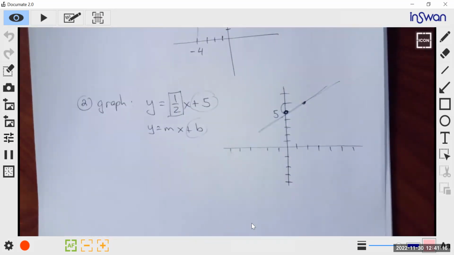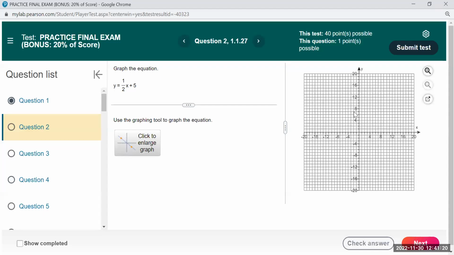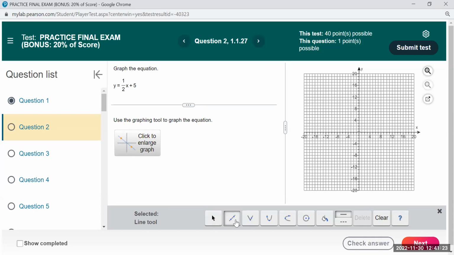It's also how you do it on this chart here. It's going to be a line. So we go to 5, which is there. Go up 1/2. And that's our line.